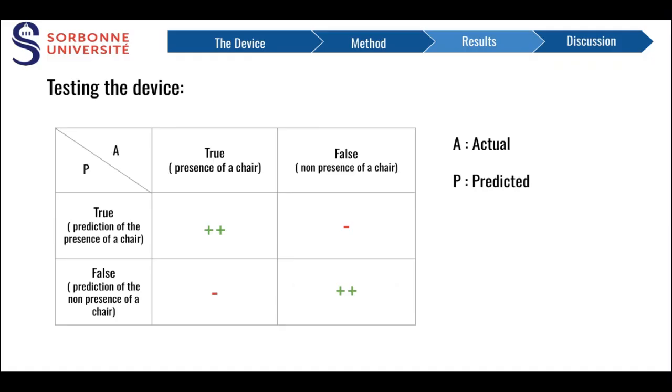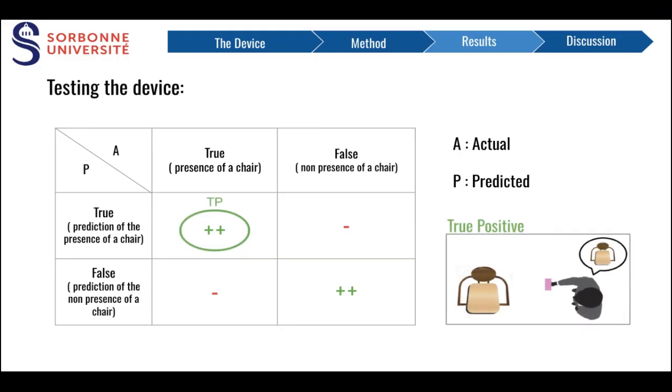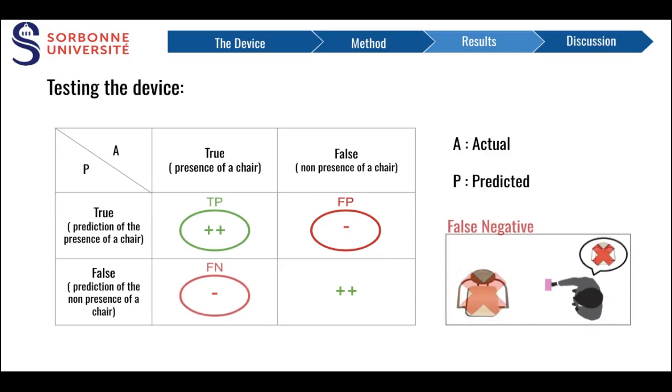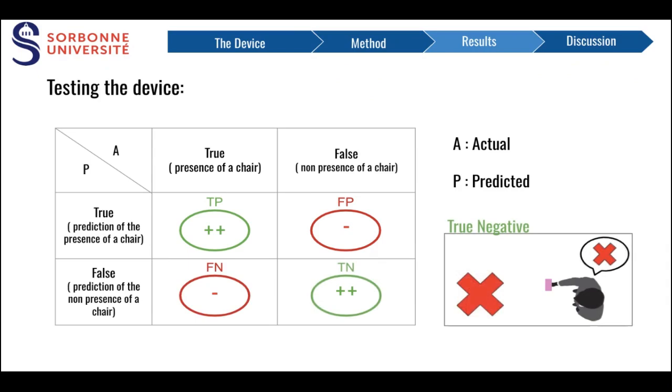This means that for a true positive there is an obstacle and it is detected by the user. For a false positive, there is no obstacle but the user predicts an obstacle. For a false negative, there is an obstacle but the user predicts no obstacle. For a true negative, there is no obstacle and the user predicts no obstacle. Here we have more true positives and true negatives, so our device is working.